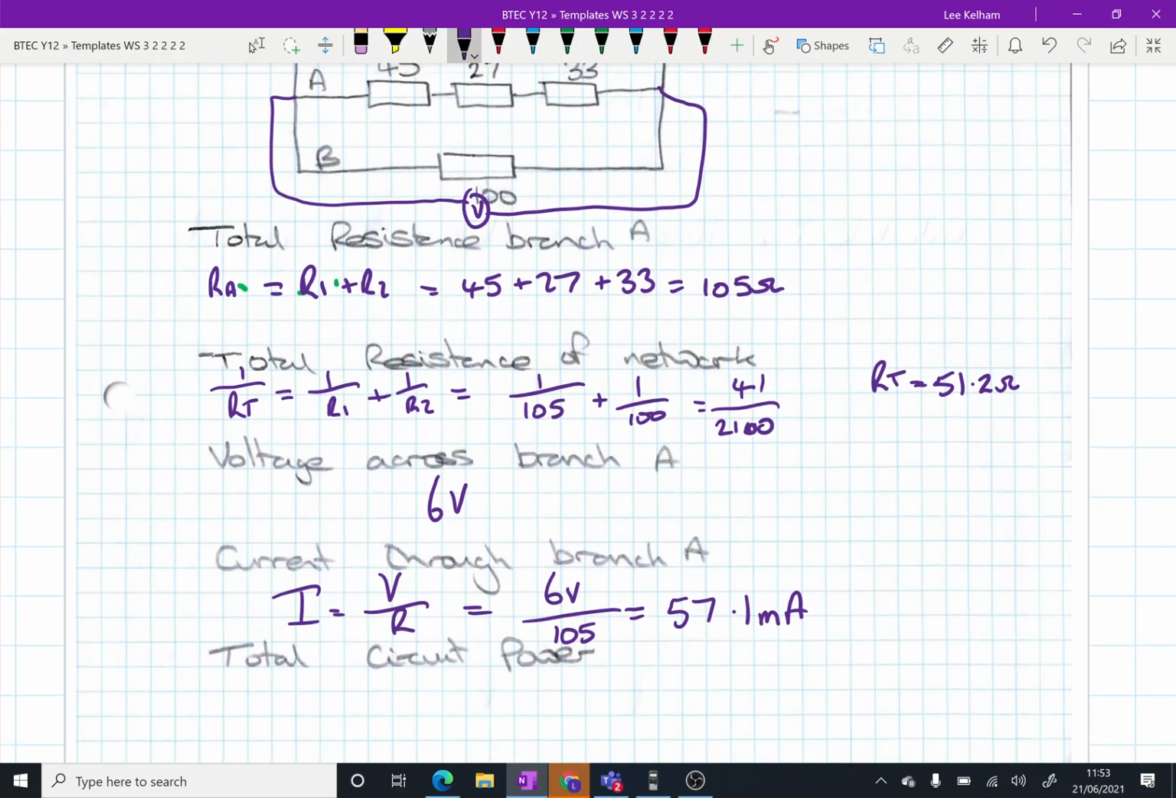And total circuit power. Now there are lots of formulas for working out power, so we look on our formula sheet. If you don't need to work out any more, then don't. So we know that the voltage across our circuit is 6 volts, and we know the total circuit resistance, so let's just use that formula. So 6 squared over 105. Okay, what does that equal? 703.125 times 10 to the minus 3 watts, 703 milliwatts, 0.7 of a watt. However you want to write it, just write down what your calculator says.